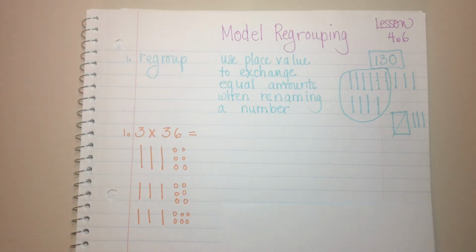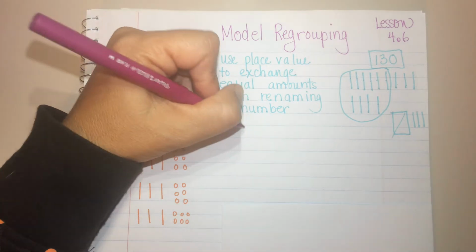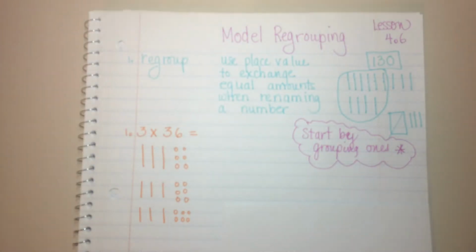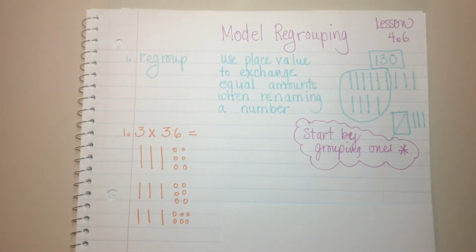Okay. Now you'll remember that you always start with the ones. Start by regrouping ones. Kind of like when you add and subtract. You start with your ones because you're going to have some left over. And you're going to have to move them over to the tens place. So here we go.